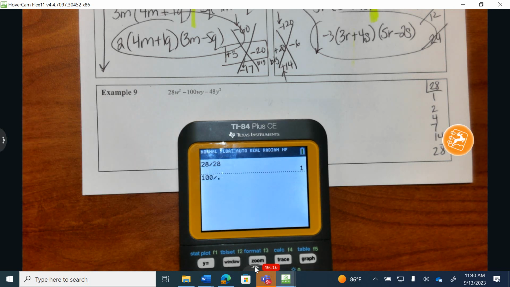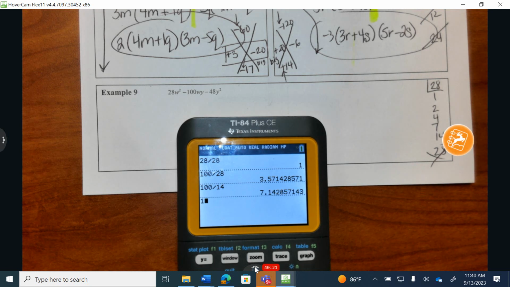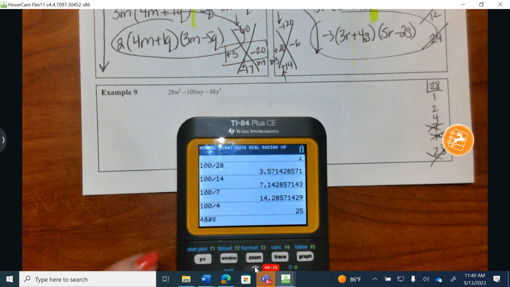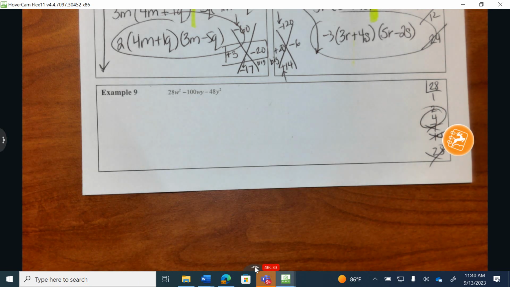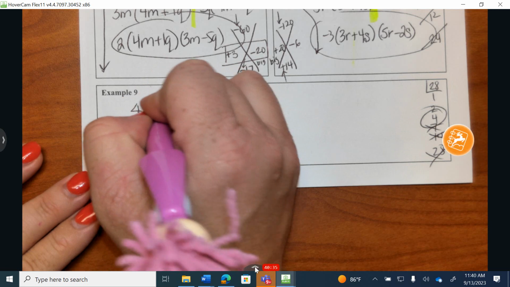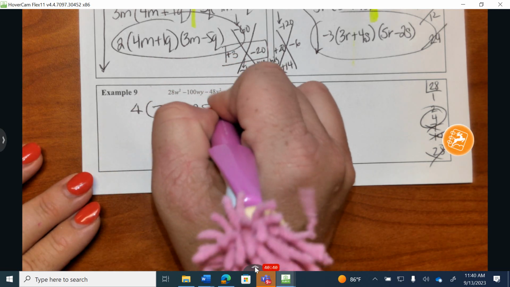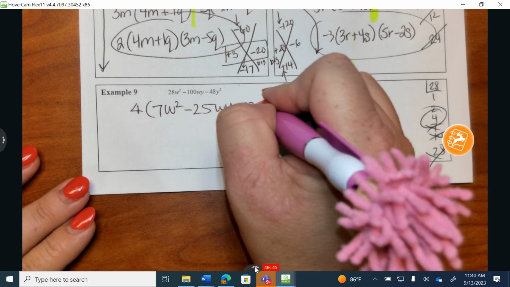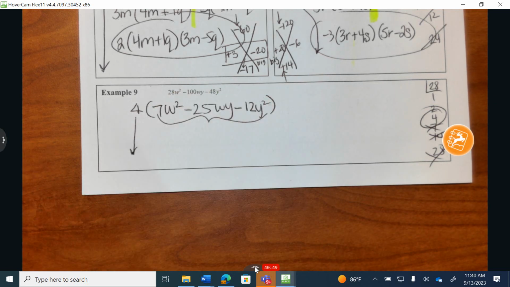100 divided by 28 provides me with a decimal answer. 100 divided by 14 does not work. 100 divided by 7 does not work. But 100 divided by 4 does work. Let's try 48 divided by 4. It also works. So I'm going to factor out a 4. 4 times 7 is 28. 4 times negative 25 is negative 100. And 4 times negative 12 is negative 48. I'm only concerned about this. I will bring this down at the very end.